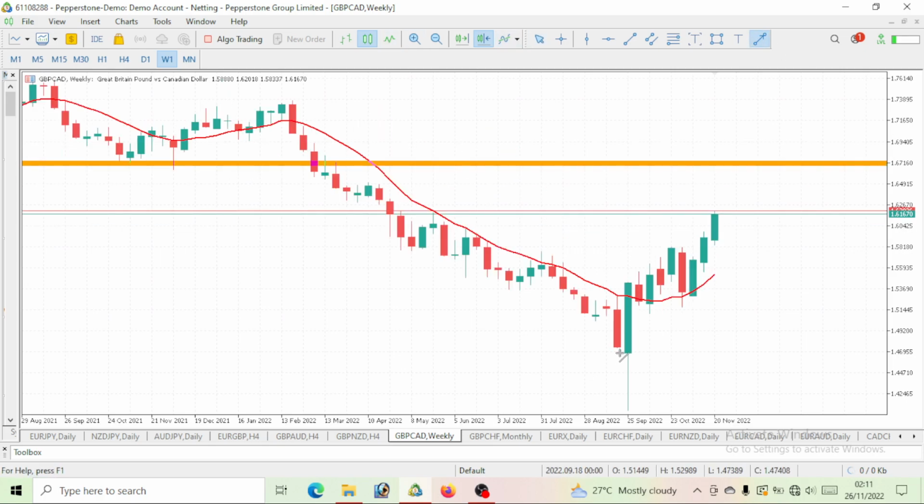So you can take this as an impulse move. This will be the correction. Here comes the impulse move, and here is the correction on GBP CAD. Now we'll be seeing another impulse move, so we'll be expecting another bullish move.